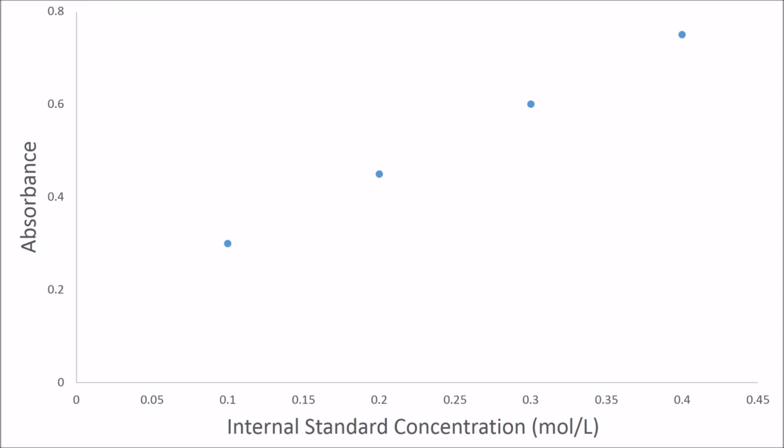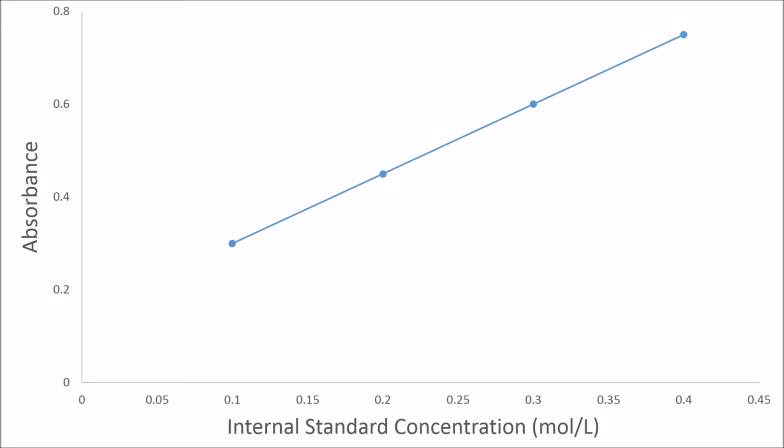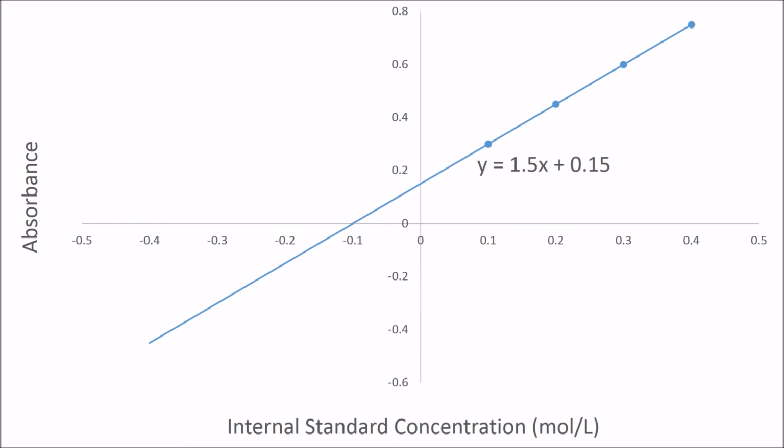This method involves adding a series of known concentrations of the compound we are interested in to your sample. You will then measure the resulting absorbance, plot it against the concentration of added standard, and add a trend line to your data. We can now extrapolate the trend line backwards until it intercepts the x-axis. The absolute value of the x-intercept is the concentration of our unknown.